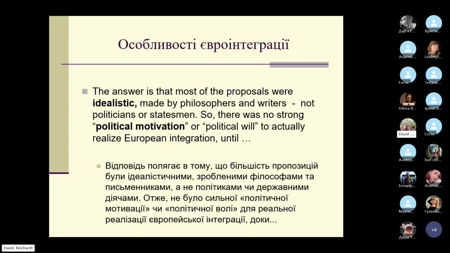Well, one answer is that most of the earlier proposals for European integration, for example, going back to the 18th century with Immanuel Kant, a big idealist philosopher and writer, came from people who were not politicians or statesmen. They were more philosophers or writers. So there was no strong political motivation or political will to make European integration a reality. That's one explanation: there were not many politicians or statesmen truly motivated to make a united Europe.